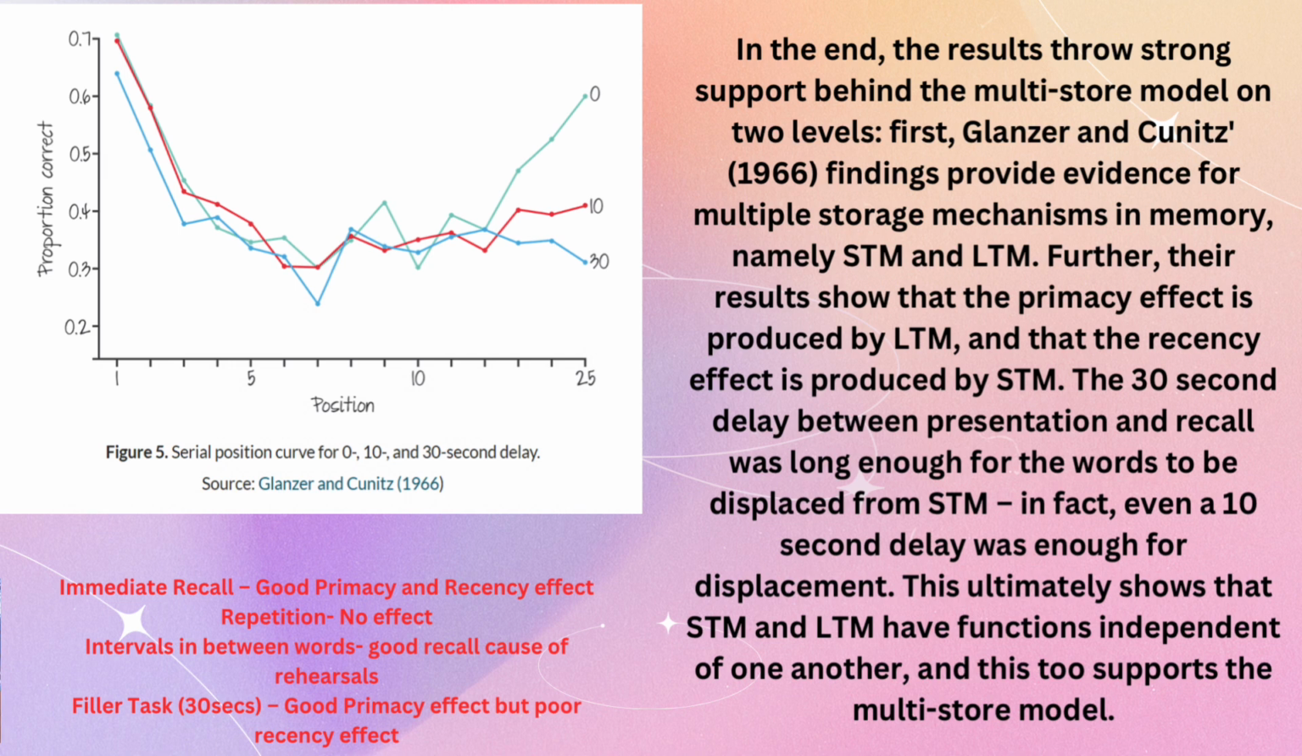So this is a quick review of the results. The results clearly show that in immediate recall, there was a good primacy and recency effect. When they repeated, there was no effect at all. When there were intervals between words, there was good recall because rehearsal was happening. And when 30 seconds were delayed after reading the list, with a filler task given to them, there was a good primacy effect but a poor recency effect.